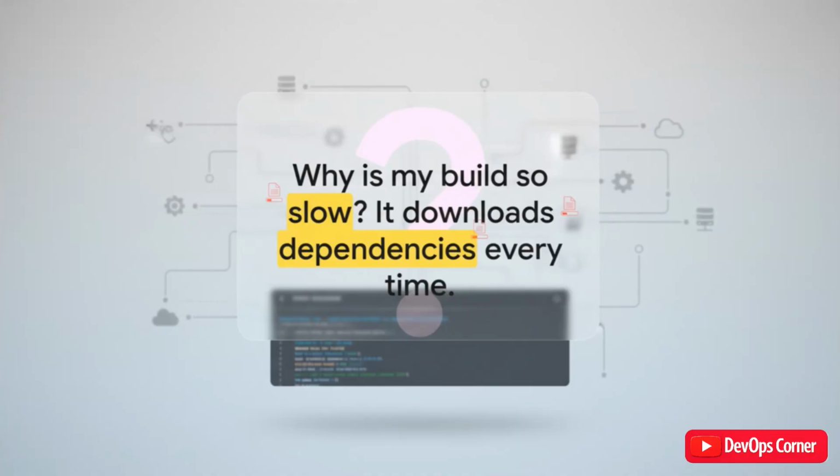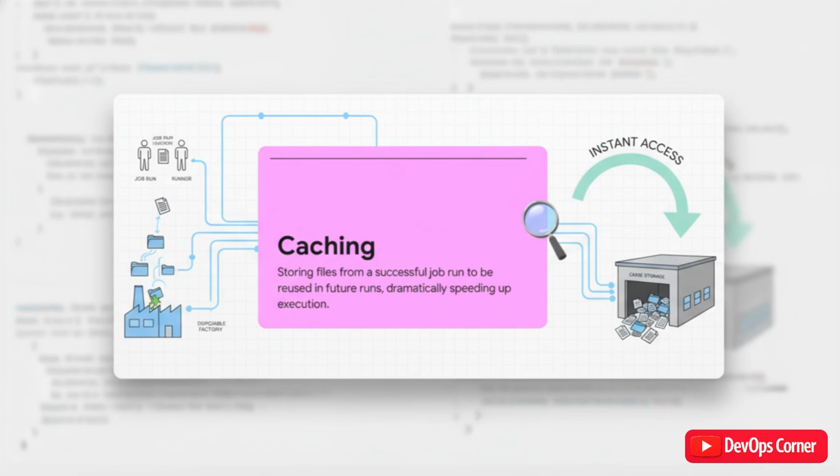Here's another classic production problem. Remember how every runner is a fresh, clean machine? Well, that means that every single time your workflow runs, it has to download all of your project's dependencies from scratch. Your node modules, your Python packages, all of it. This can add minutes of just pure waiting to every single run, which is not only slow, but it can get expensive. So how do we fix this?